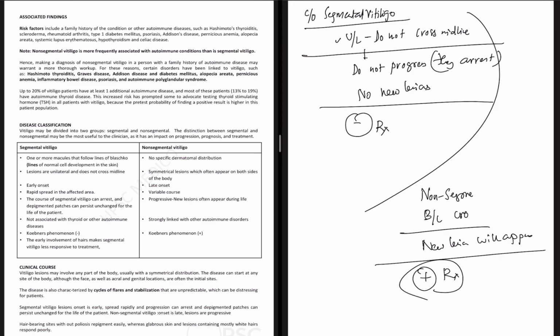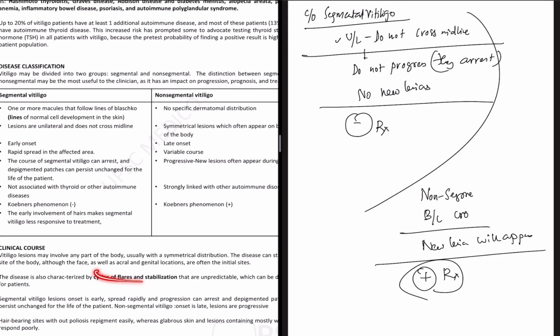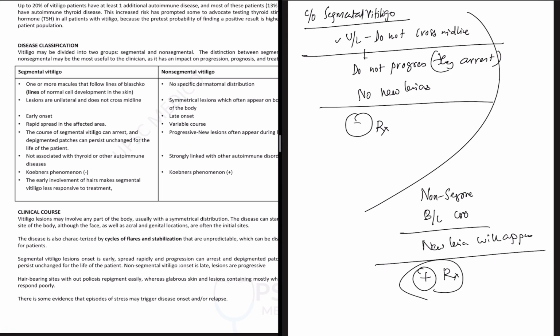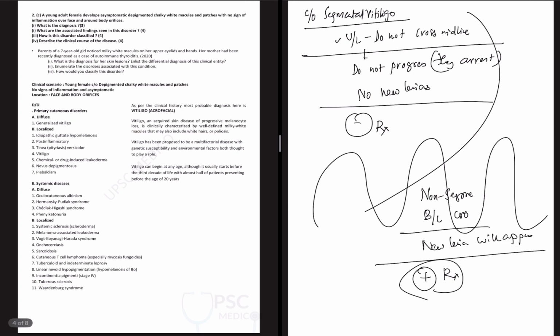So any vitiligo which is symmetrical in distribution, the disease can start anywhere from face, acral or genital areas. Then there will be flares and stabilization, so there will be a crest and trough kind of pattern. That is how the clinical course occurs. But in segmental vitiligo there is rapid spread, progression, arrest, and the depigmented patches are unchanged. So this differentiation is important. This is the clinical course of this particular vitiligo.